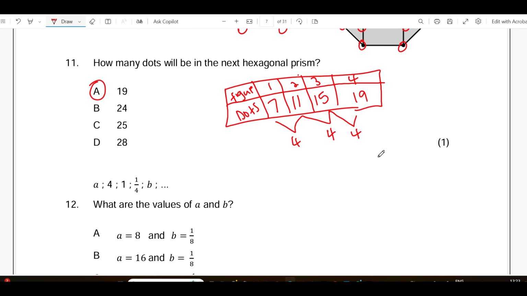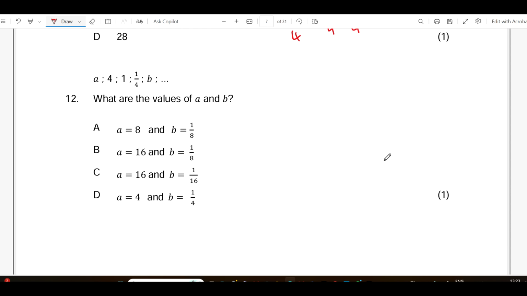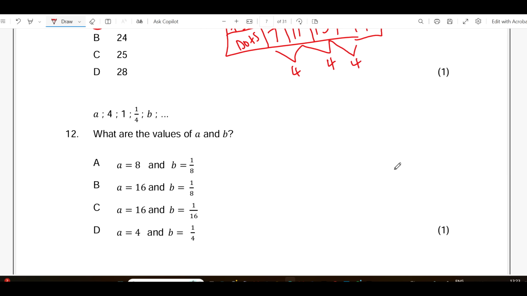So let's proceed to the next question. What are the values of A and B? So we have an A there, and then the second one is 4. And the third one, we have A, guys. So A, 4, 1, 1 over 4, and what? And B. So let's check. How did I get this 1 over 4?